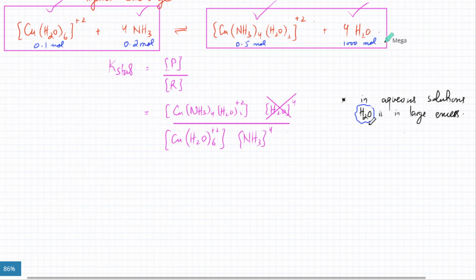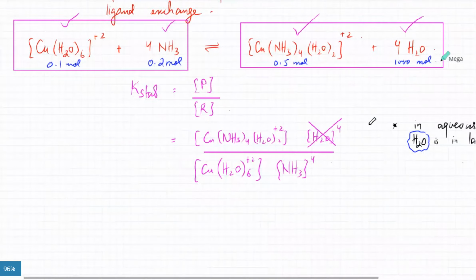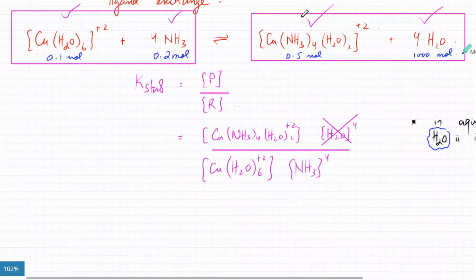The point I'm trying to make is that even if this equilibrium shifts forward just very slightly, say 0.1 moles react with 0.1 moles to produce a small amount of this, the moles of water would change only very slightly. It would go from 1,000 moles to 1,000.5 moles or something like that. So there would hardly be any effect on the amount of water.